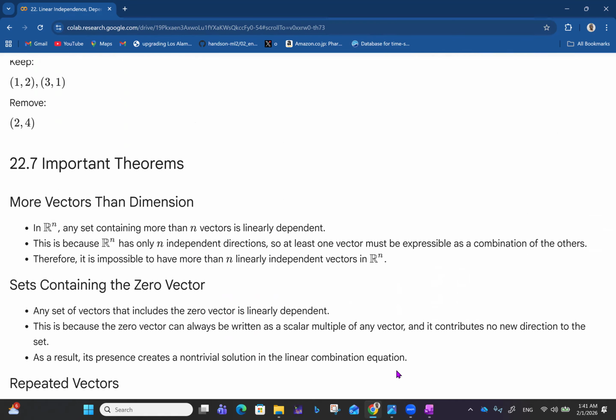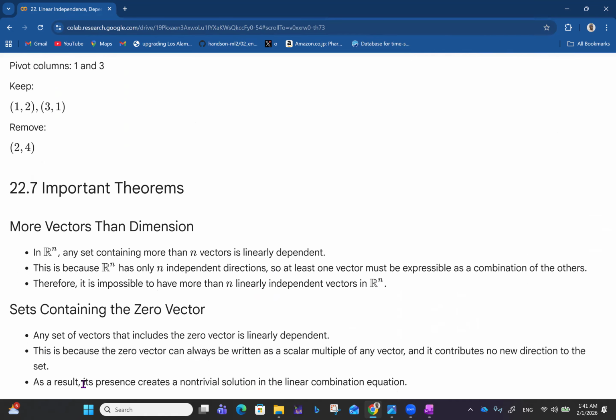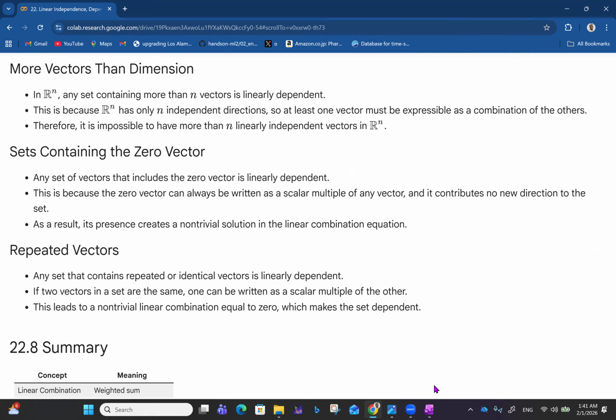Okay. Then we also have sets containing the zero vector. Any set of vectors that includes the zero vector is linearly dependent, right? Because you have a zero part there that can be excluded. So it's more like having a zero row in echelon form. This is because the zero vector can always be written as a scalar multiple of any vector. So if you have a zero vector, it can be written as 0 times (4, 3) plus 0 times (3, 1), and everything is still zero at the end of the day. It contributes no new direction to the set. As a result, its presence creates a non-trivial solution in the linear combination equation.